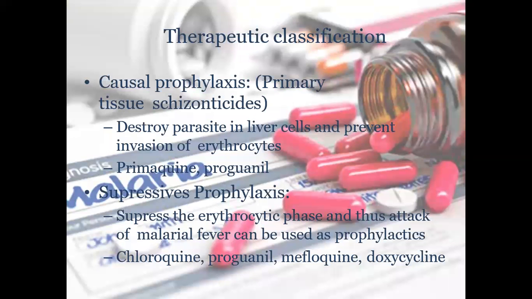Then the therapeutic classification: causal prophylaxis, primary tissue schizonticides, which destroy the parasites in liver cells and prevent the invasion of erythrocytes, like primaquine and proguanil. Then suppressive prophylaxis. It suppresses the erythrocytic phase, and thus attacks of malarial fever can be prevented. They can be used as prophylactics, like chloroquine, proguanil, mefloquine, doxycycline.